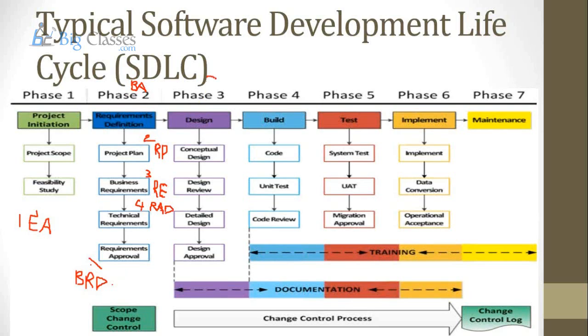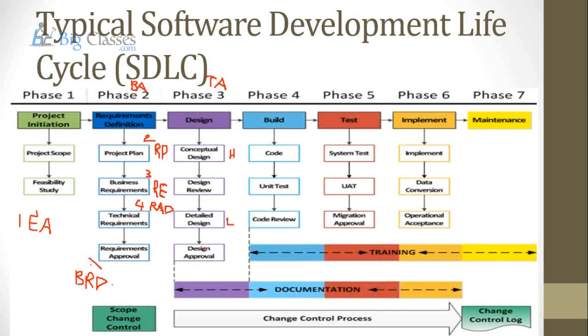Then the BRD is given to the technical architect. Based on the requirement document, they would prepare the detailed design. There are two levels of design which happen: high level design, and then a low level design. It's also called conceptual and detailed design.